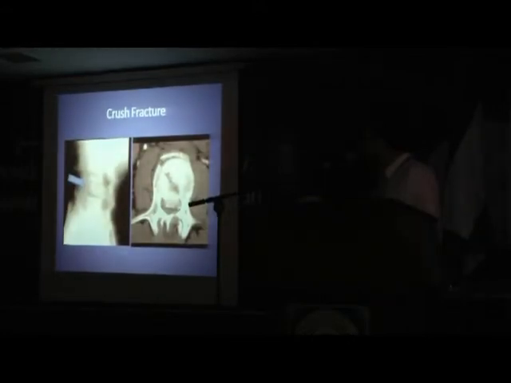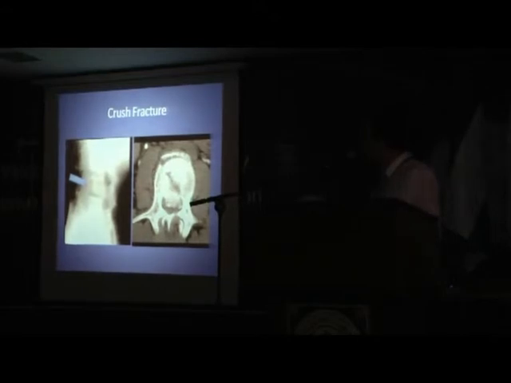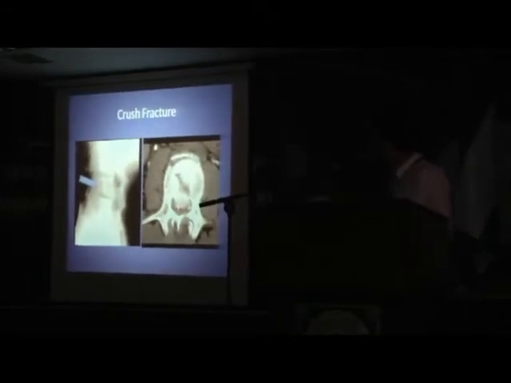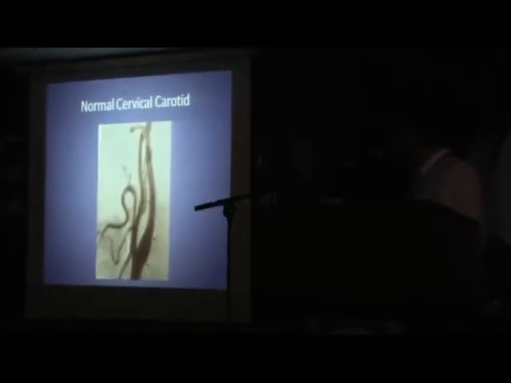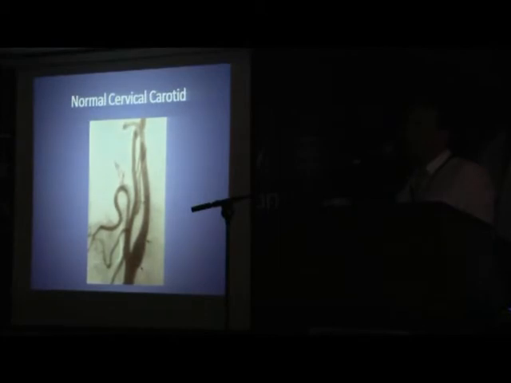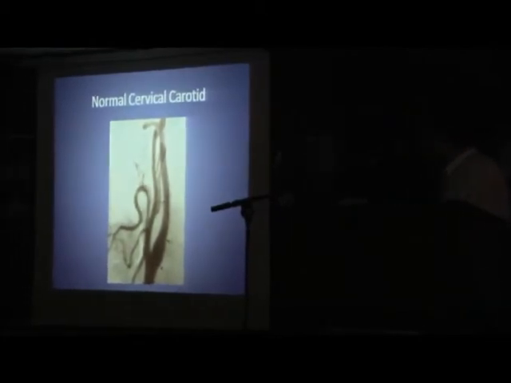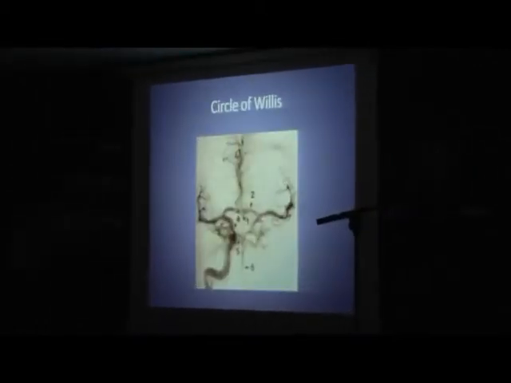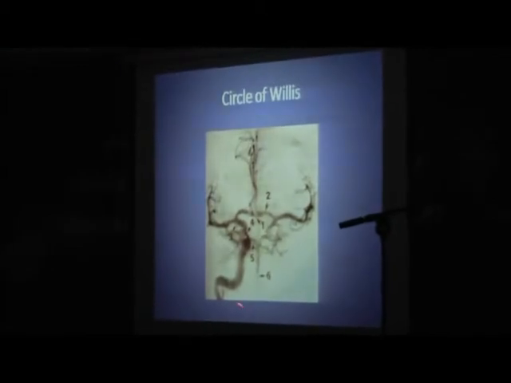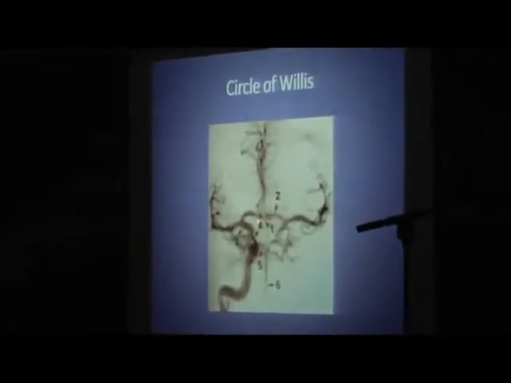This is a crush fracture, and you can see the vertebral body is compressed and broken up in many pieces, and there's posterior displacement into the canal with compression of the cord. So we finished with X-ray. Now we go to the next advancement after that, which was angiography. Regular catheter angiography gives us obviously greater detail of the blood vessels. This is the internal carotid artery and the circle of Willis.